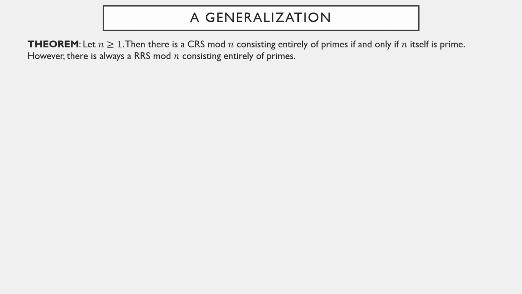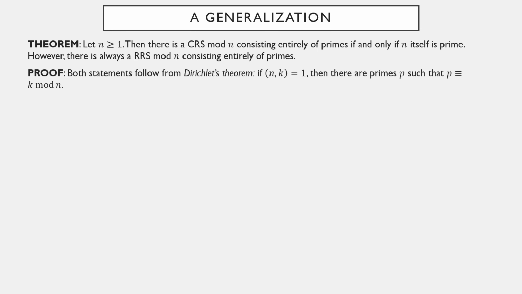Can this be generalized in any way? Yes. Let n be bigger than or equal to 1. Then there is a complete residue system mod n consisting entirely of primes if and only if n itself is prime. So I can make, for example, a complete residue system mod 7 entirely made of primes. However, I couldn't make a complete residue system mod 10 made entirely of primes, because 10 itself is not prime. But there is always a reduced residue system mod n entirely made of primes. For any number n, it doesn't matter.